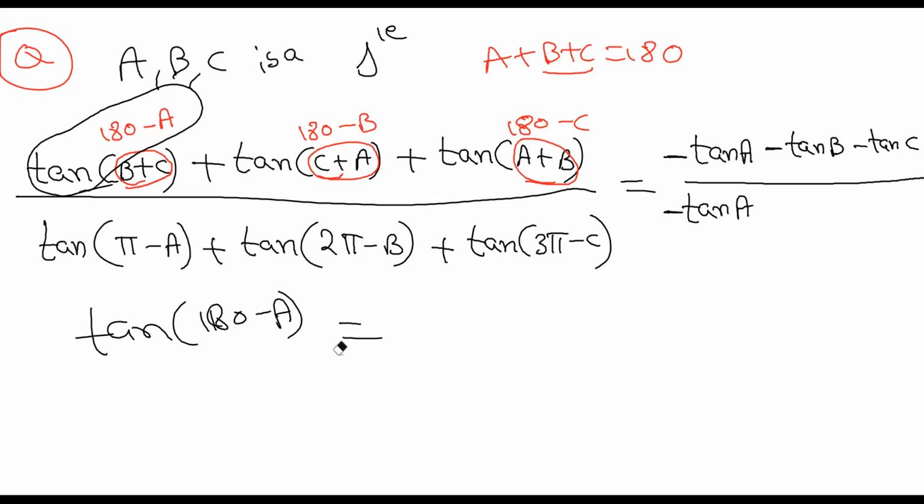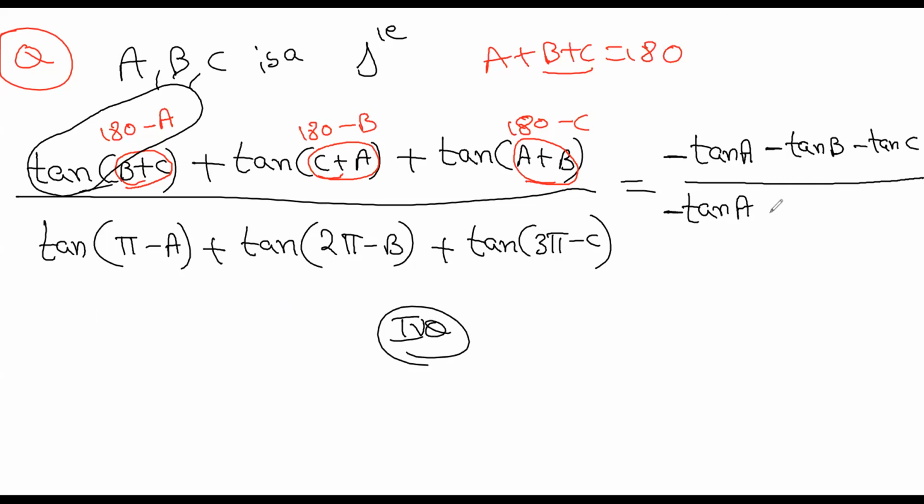Next, tan of 2 pi minus B. So is it again minus tan B? Yes, because 2 pi minus B lies in the fourth quadrant. In the fourth quadrant, tan is negative, and because it is 2 pi, the same tan will come.